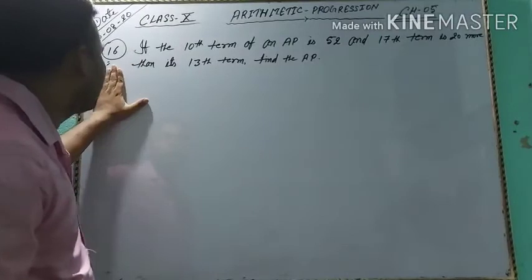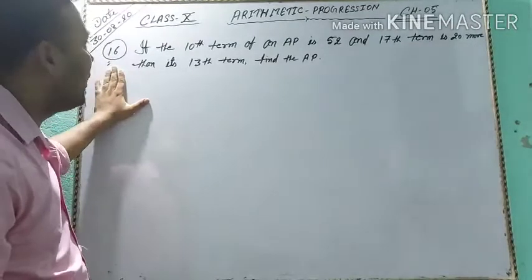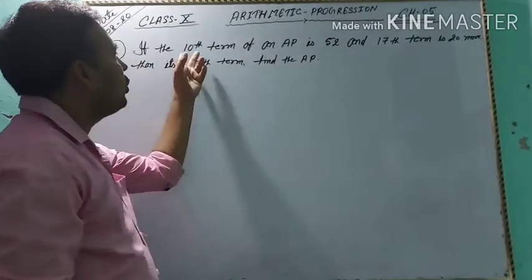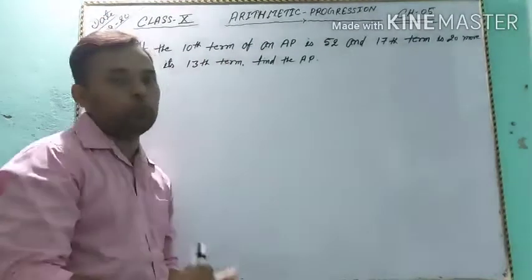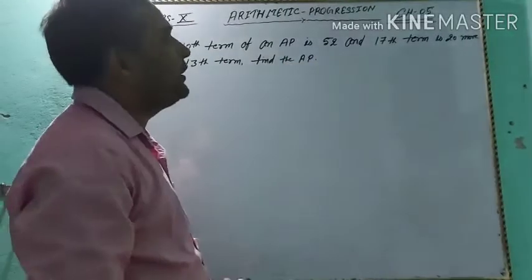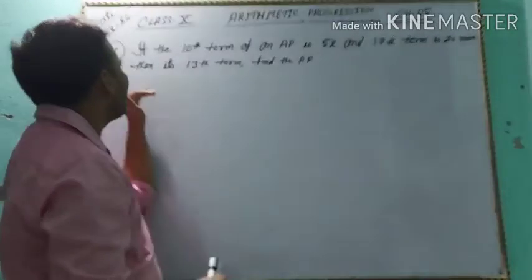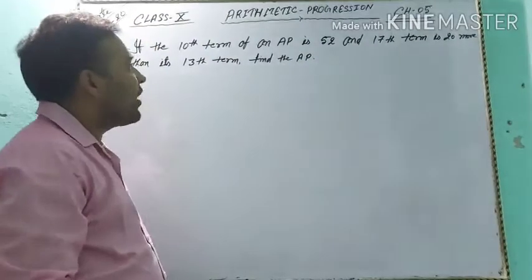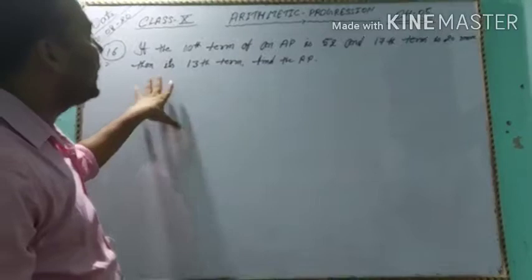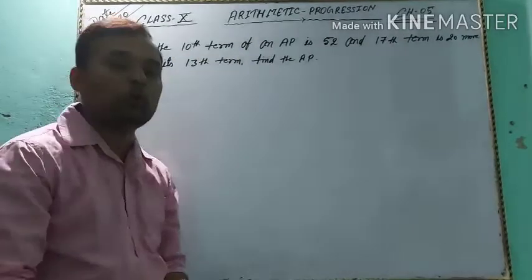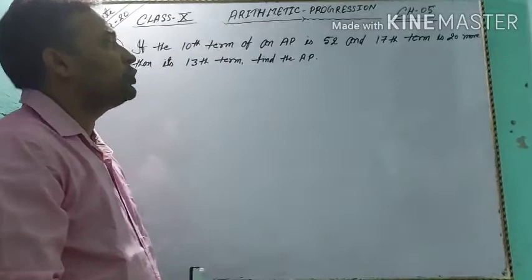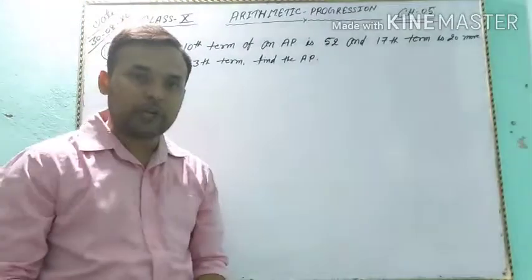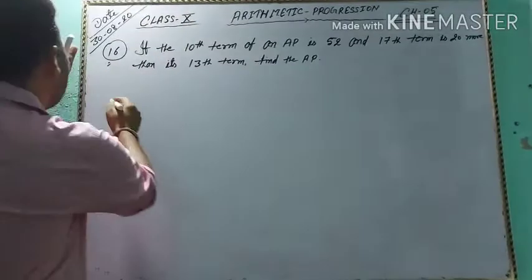My first question is question number 16. If the 10th term of an AP is 52 and the 17th term is 20 more than its 13th term, find the AP. Okay, so let's start the solution, students.